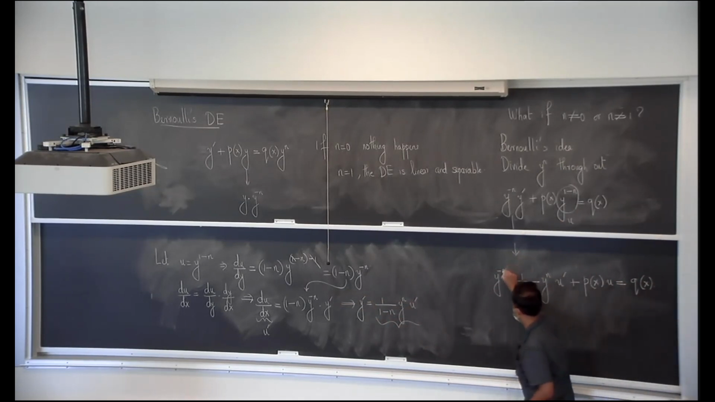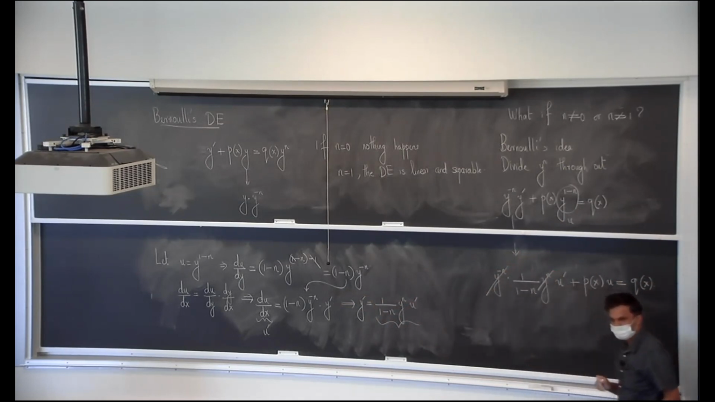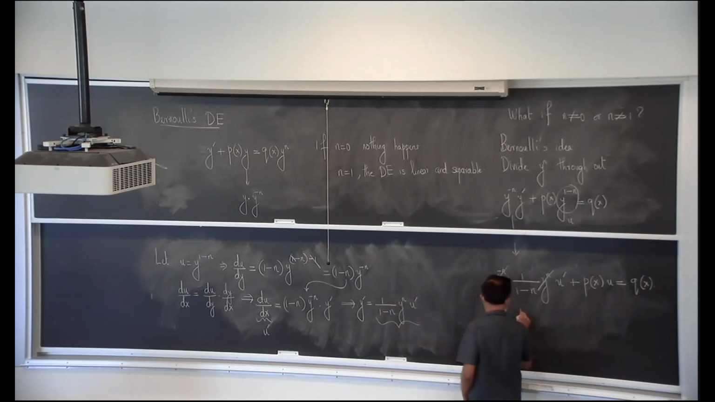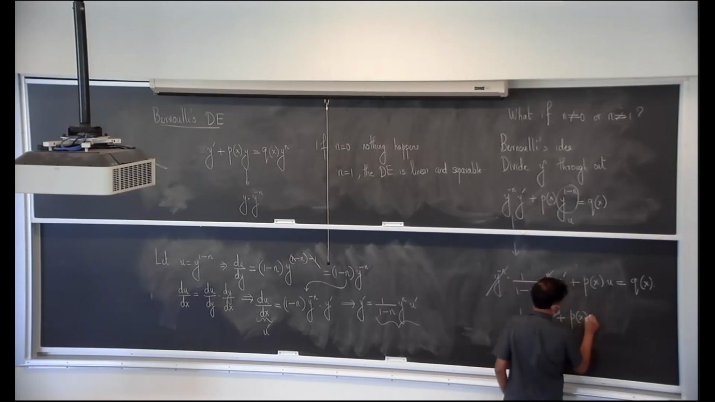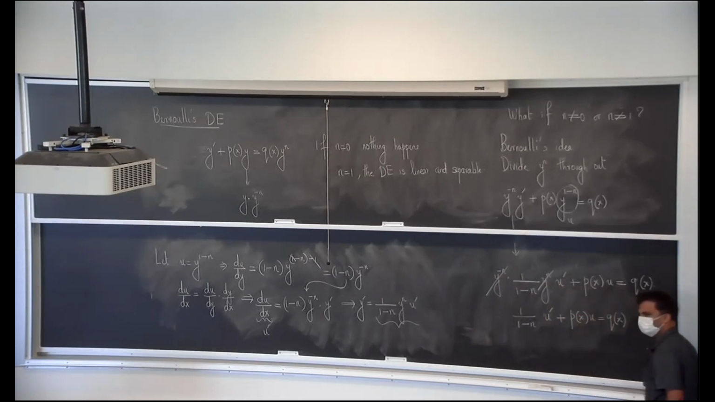Can cancel these two terms. Suddenly the equation is a linear first order equation. So we have 1 over 1 minus n, which is a number, times u prime plus p of x times u equal to q of x. This is a linear first order equation.